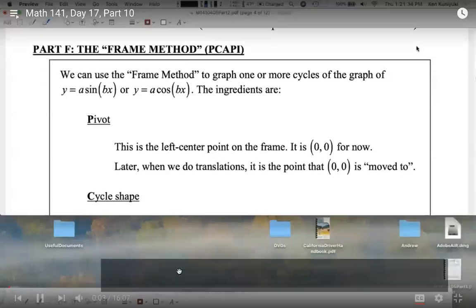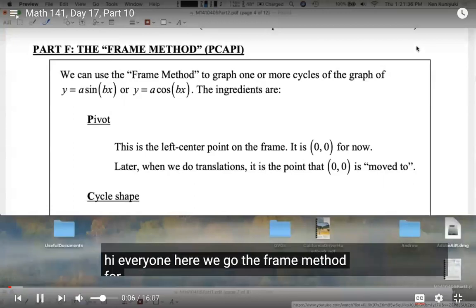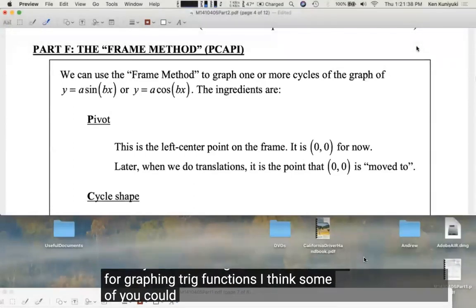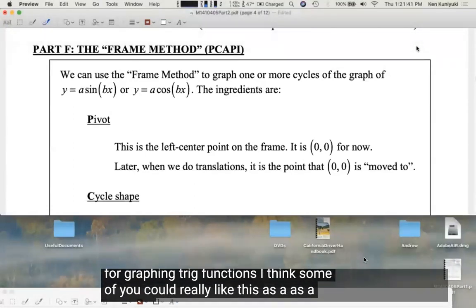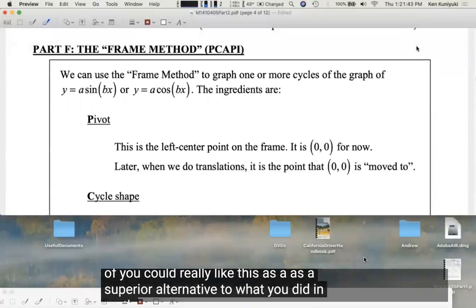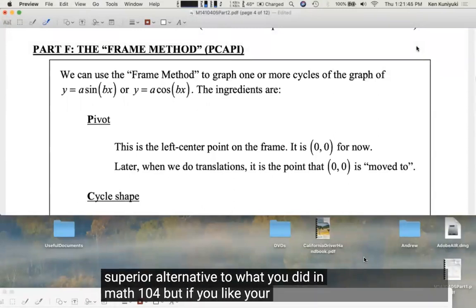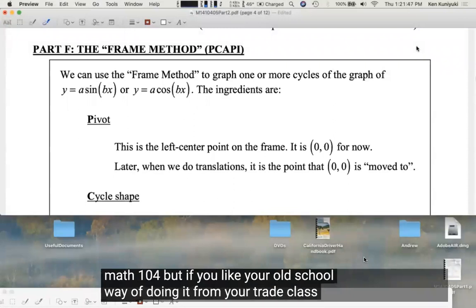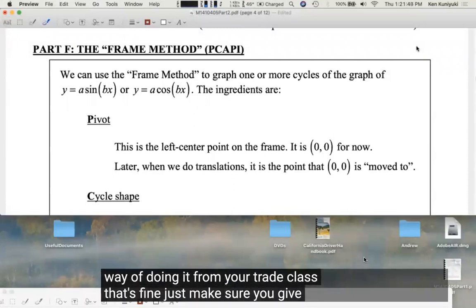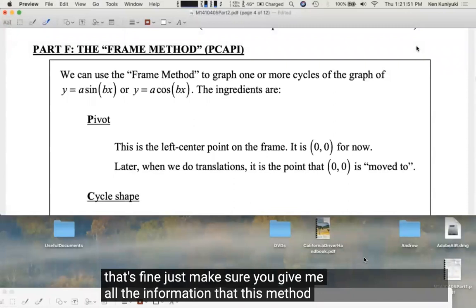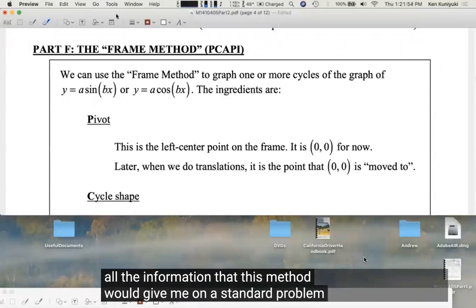Hi everyone, here we go. A frame method for graphing trig functions. I think some of you could really like this as a superior alternative to what you did in Math 104. But if you like your old school way of doing it from your trig class, that's fine. Just make sure you give me all the information that this method would give me on a standard problem.